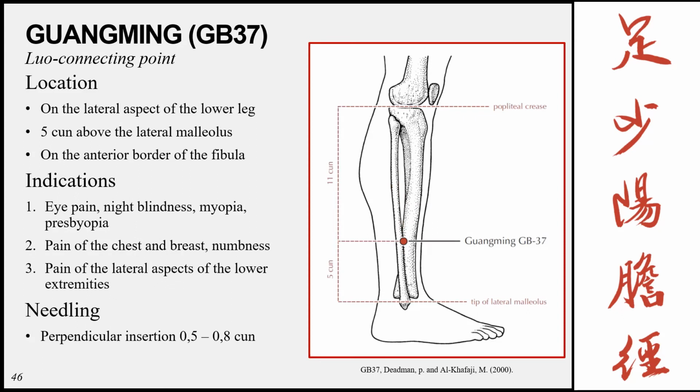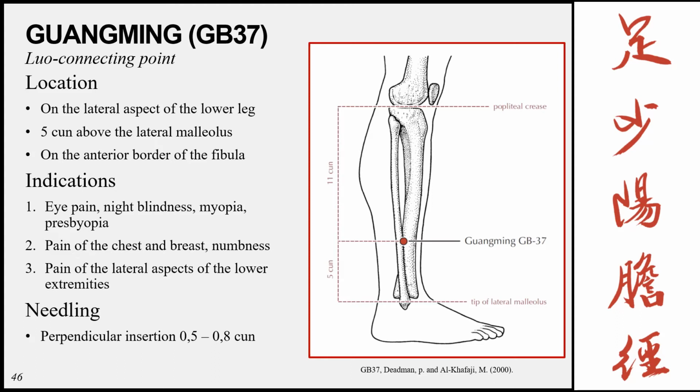The next point is GUANGMING, GB37. So this point is a luo connecting point of the meridian. It is located on the lateral aspect of the leg, 5 cun above the lateral malleolus. So the previous 2 points were 7 cun. This one is now 5 cun above the lateral malleolus. And this one is also on the anterior border of the fibula, just like the previous point.